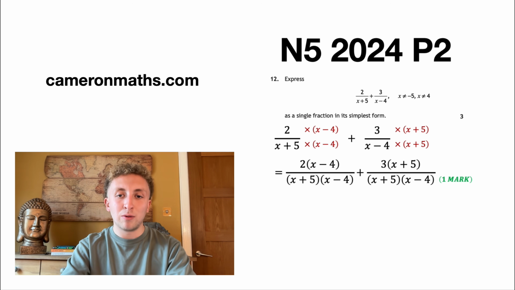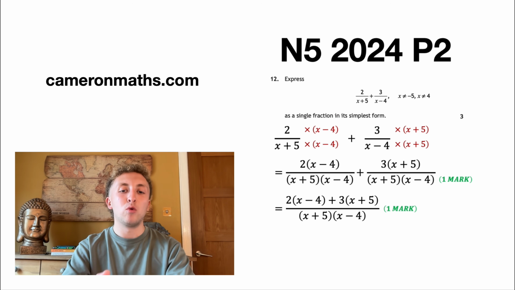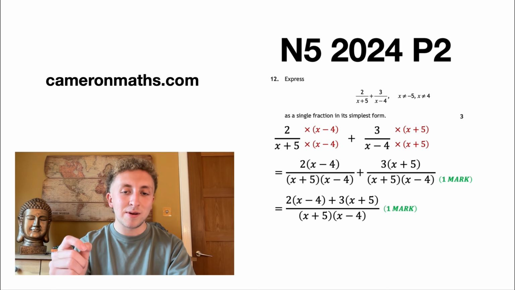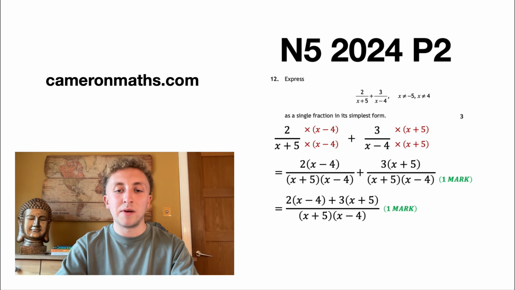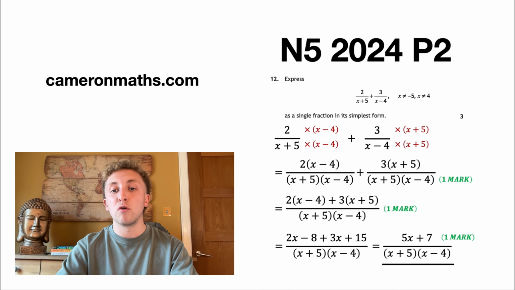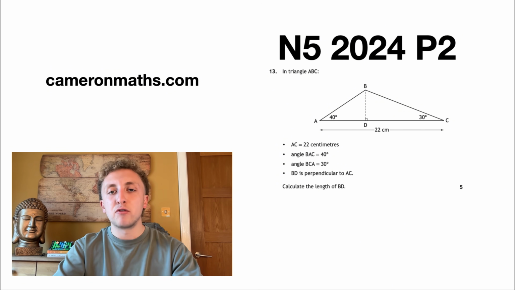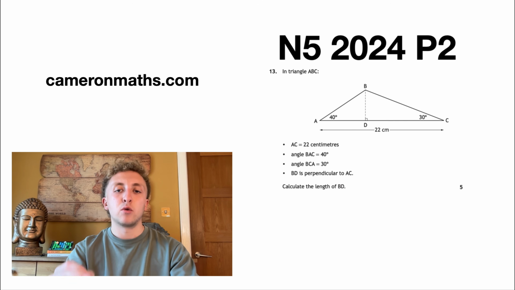And now that the denominators are the same in each fraction, we can write that as one fraction. That will be 2 times (x minus 4) plus 3 times (x plus 5), over (x plus 5) times (x minus 4). And then we just break out the brackets and tidy up the top. That's 2x minus 8 plus 3x plus 15, which comes to 5x plus 7 over (x plus 5) times (x minus 4).